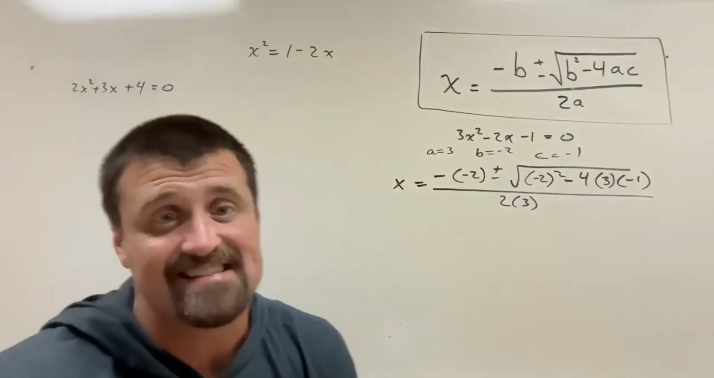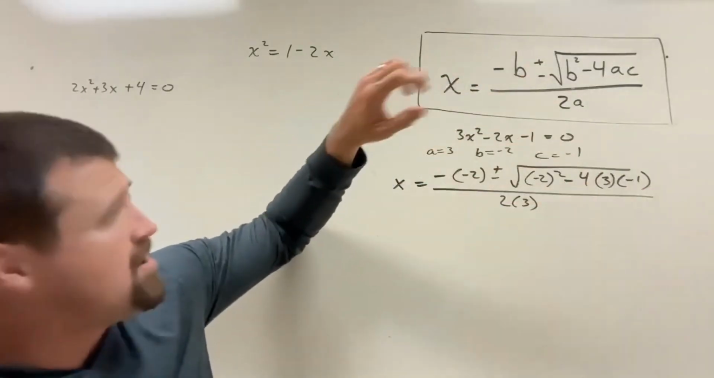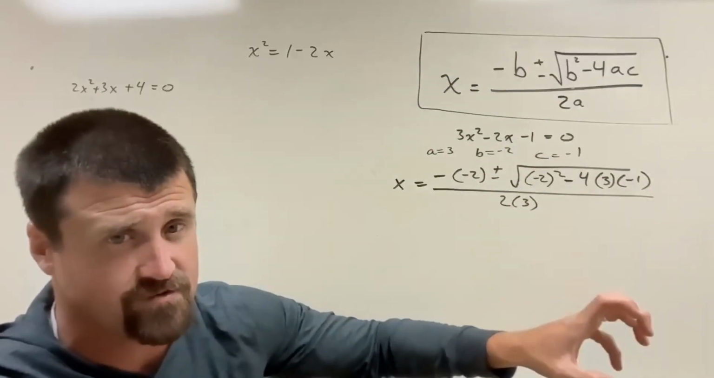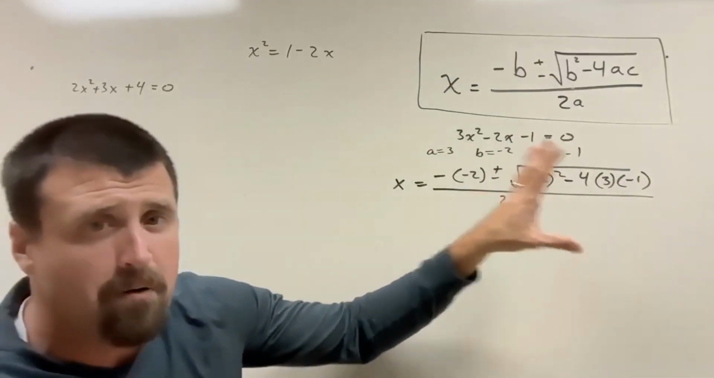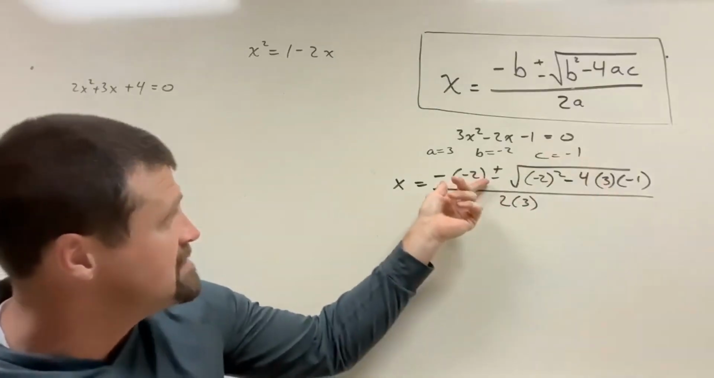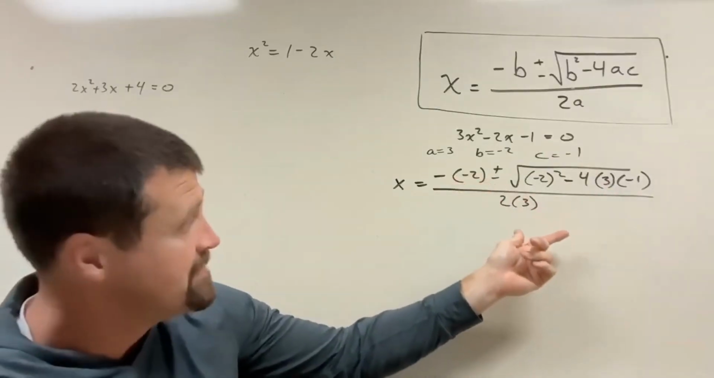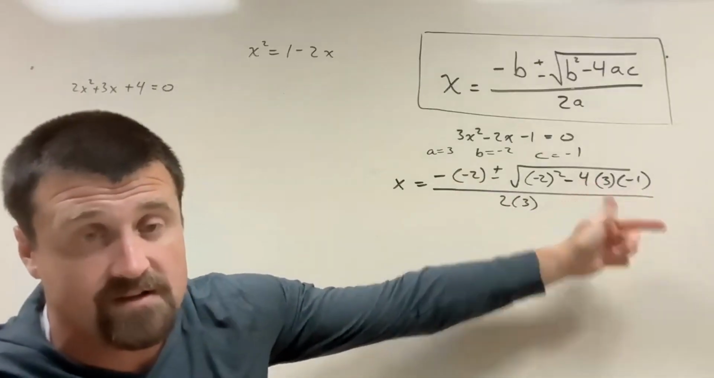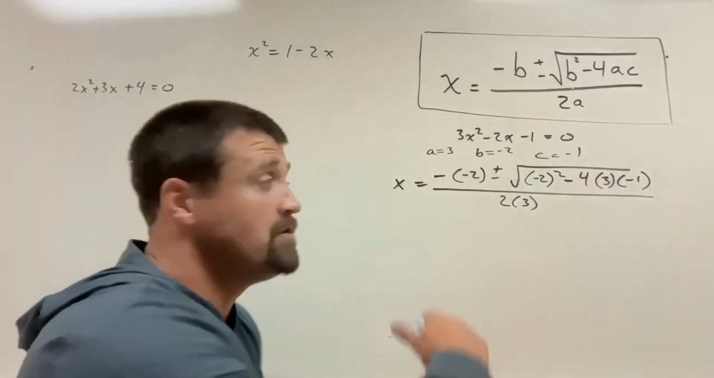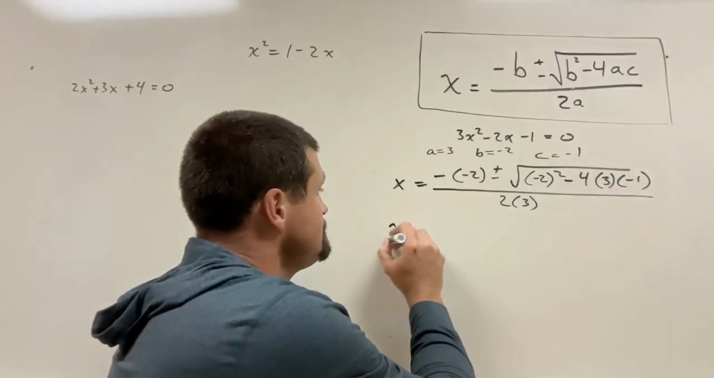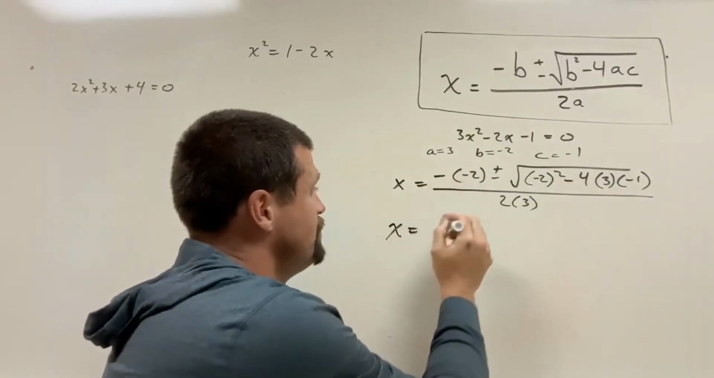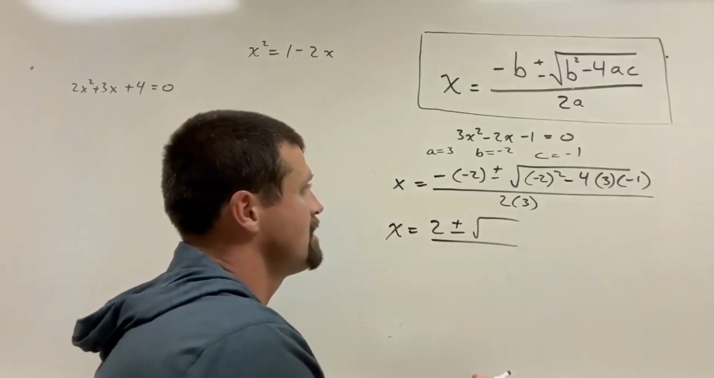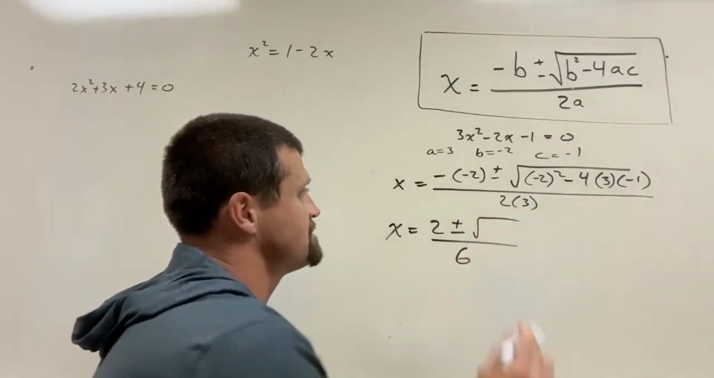Now, when I teach this to my students, I really focus on three separate simplifications first. So the three parts that need to be simplified. This part needs to be simplified, the denominator needs to be simplified, and the stuff under the square root needs to be simplified. So we do that first. -2 is a +2. Okay? 2 times 3 is 6.